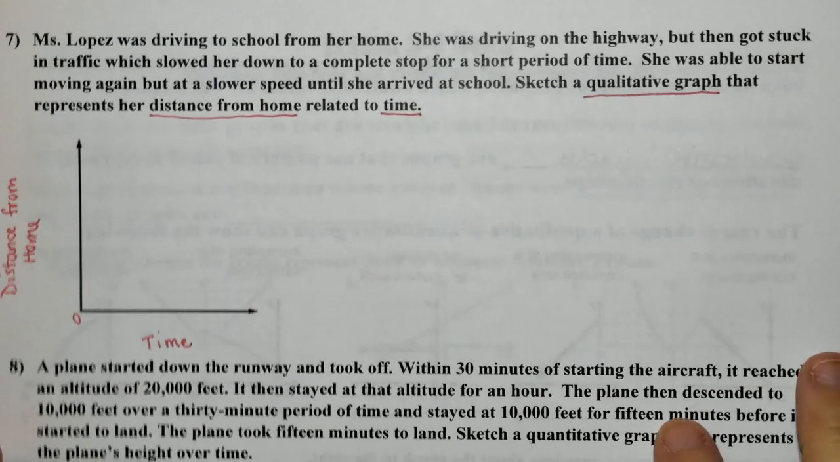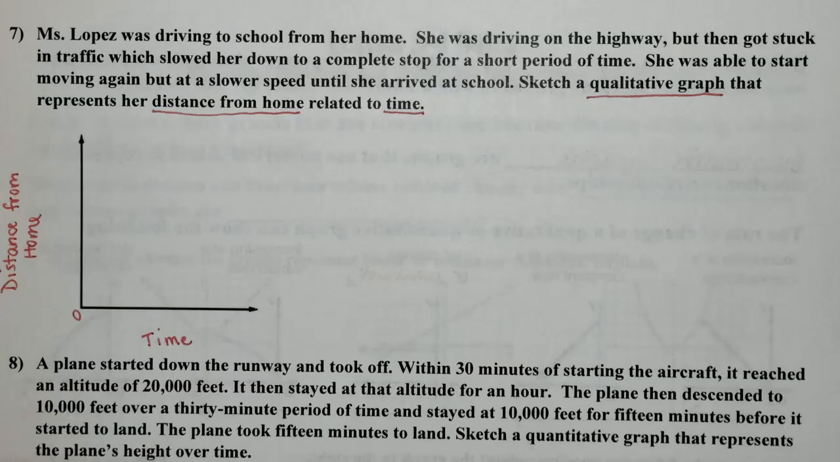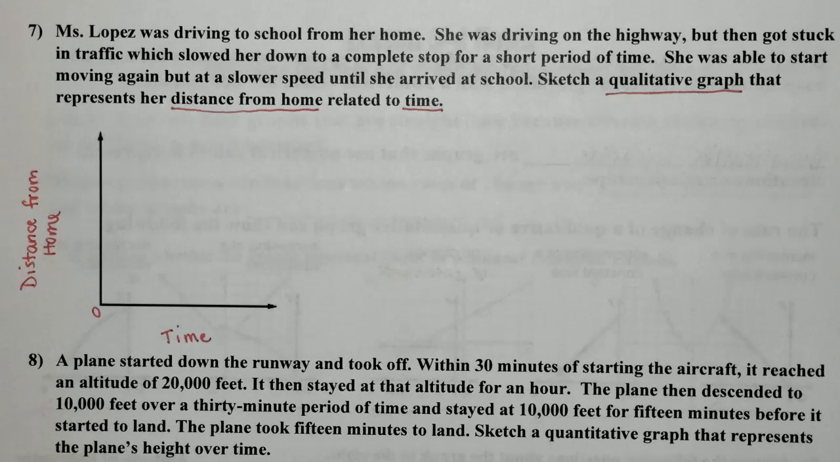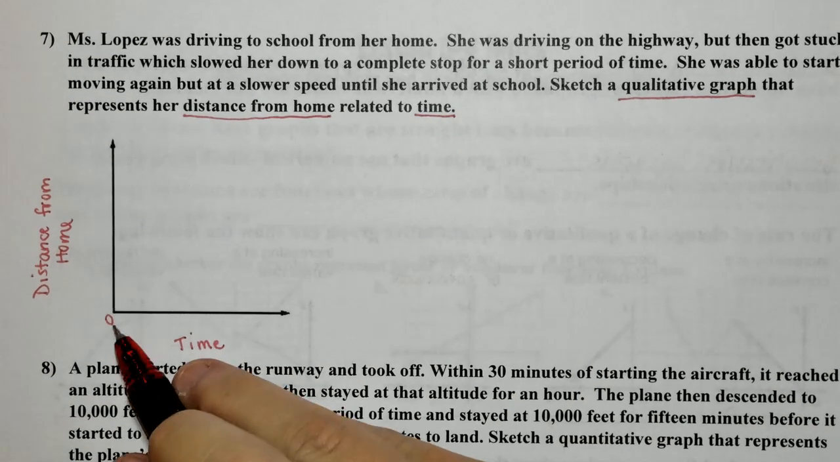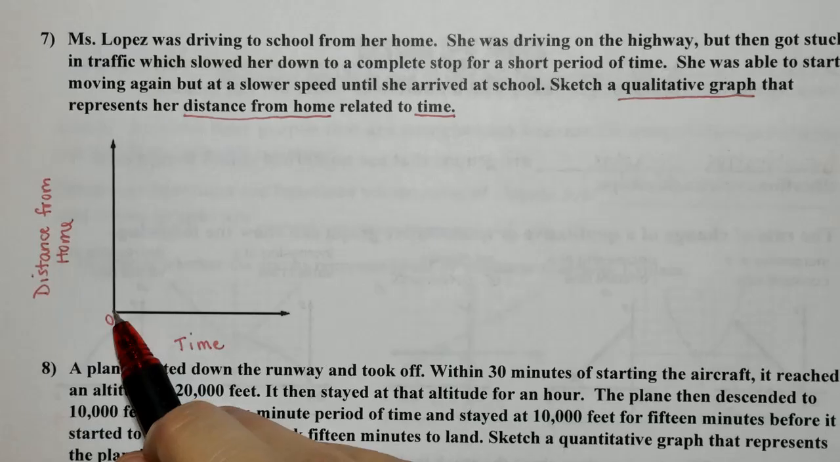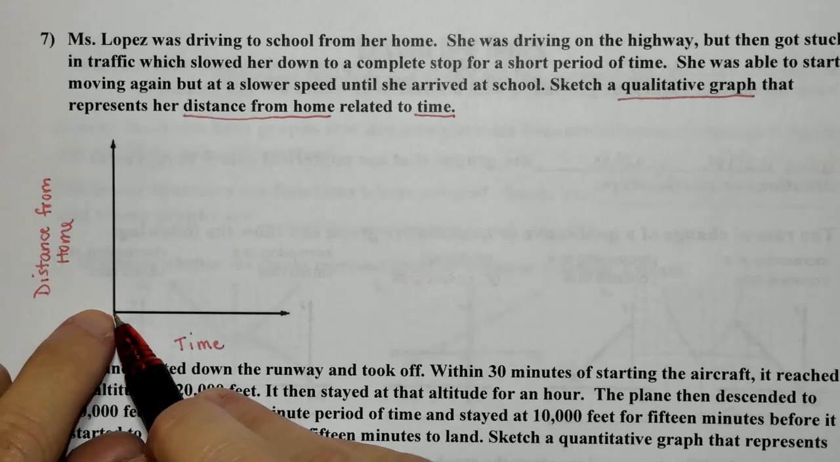All right, now, this one is a little tricky because the problem talks a lot about her speed, but really what we're trying to describe is her distance over time. So think about it this way. She started driving to school from her home. So at 0 time, she was at 0 distance from home because that's when she's leaving her house. So I'm going to start at the origin.